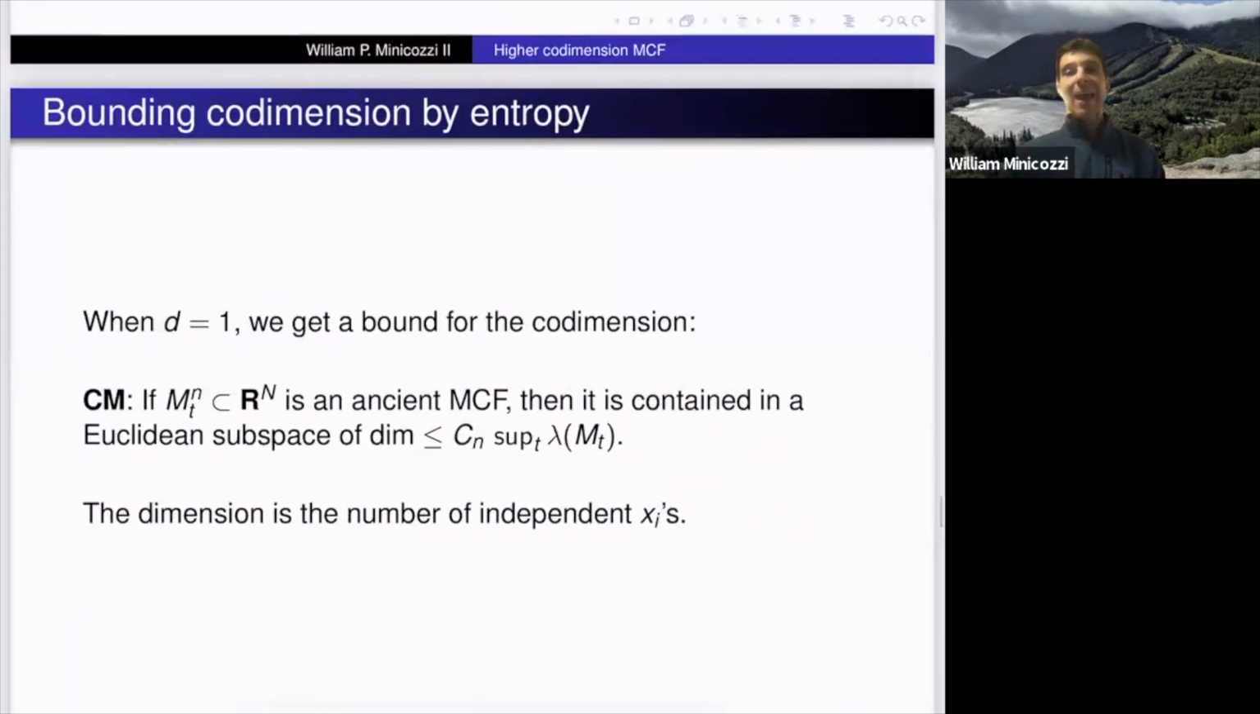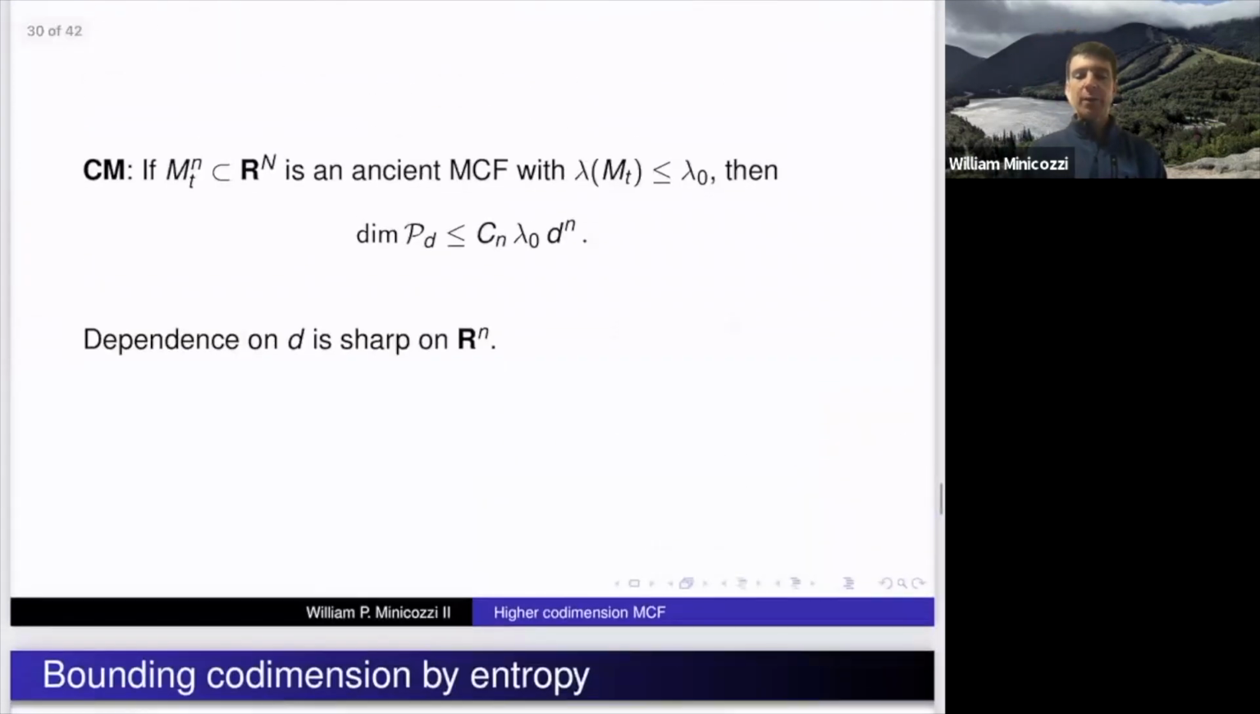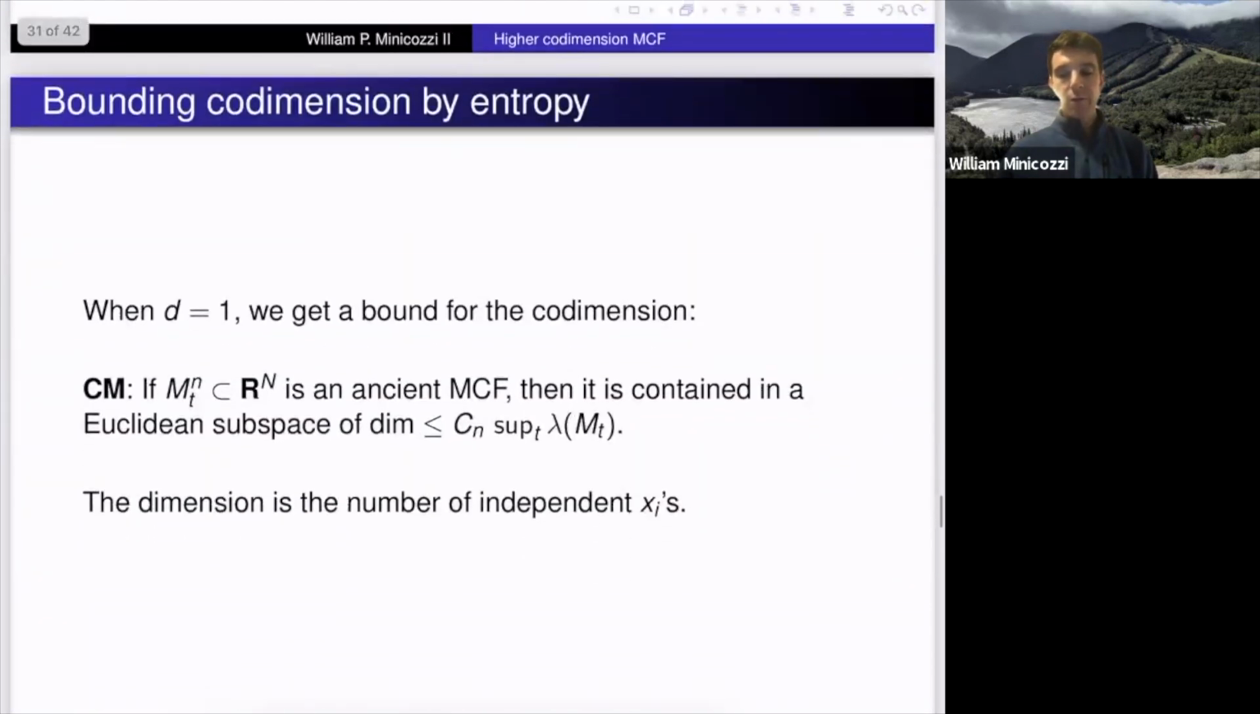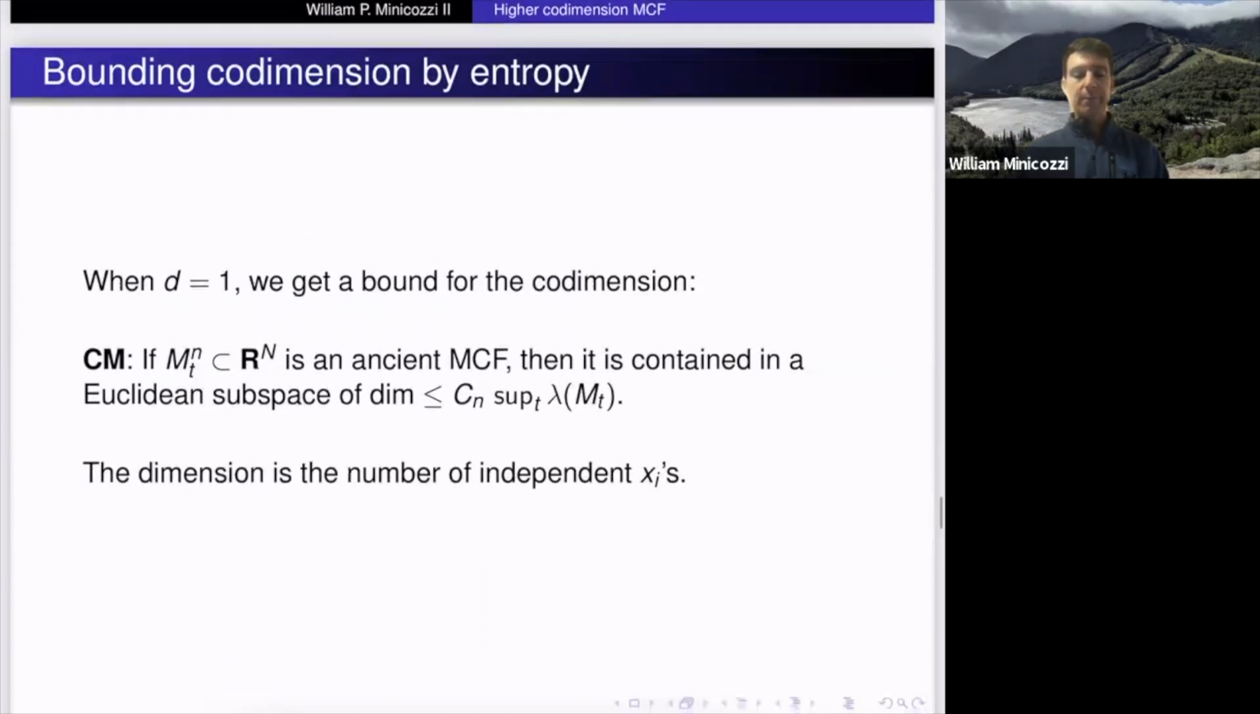For this theorem, the case d equals 1 is the original problem that we wanted. We wanted to get a bound for the codimension, and so we get that. And so that's the second theorem.